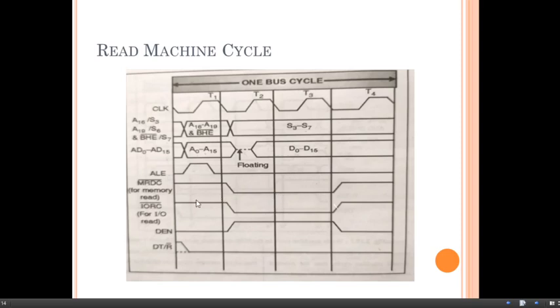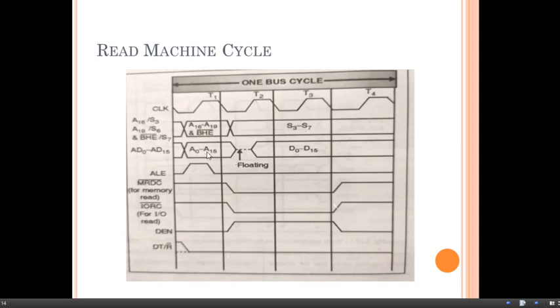Now if the operation is read of memory, then this memory read signal will be activated low, means this signal will be enabled, or if the IO read command is there, or means IO port has to be read, at that time this will be made low. Similarly, at the same time, the DEN signal is made high in T2 clock cycle. Data transmit and receive bar is made low, since it is a read command. For read command, this signal is low.